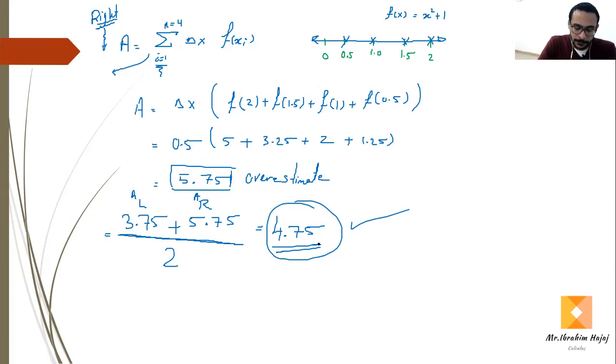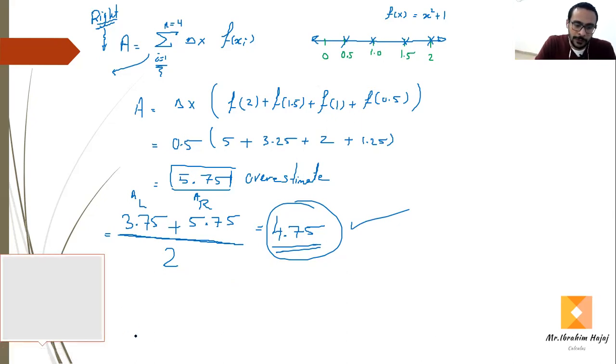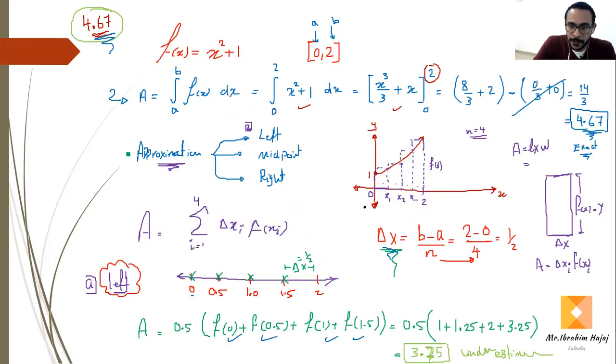If we change the n, it's going to give us a more accurate approximation. The more you increase n, the more accurate it gets. The more you increase your rectangles here, the closer the area gets to 4.67. So I will try to change the n from 4 to 8 and see what happens.